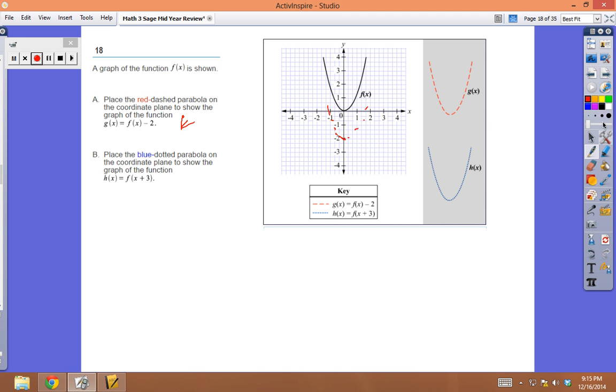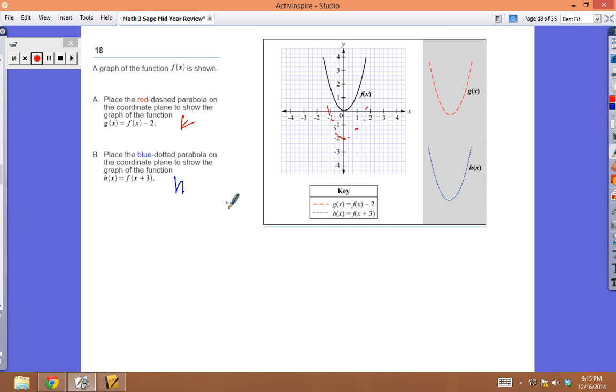The blue one, if you add or subtract in the parentheses, that's the h, and that is a horizontal translation. So if it's x plus 3, remember in the parentheses there has to be a minus, so that 3 is really a negative 3. That means we're going 3 to the left. So take this black one and slide it 3 to the left, and that's going to look like that.